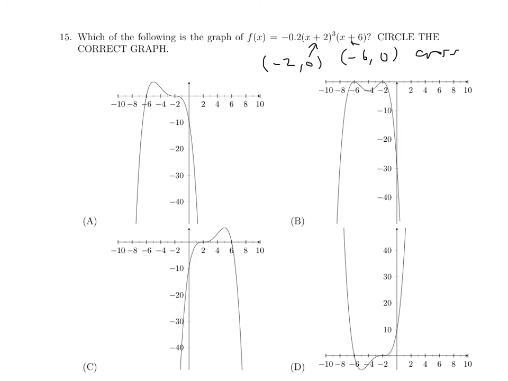I also know the y-intercept. Let's see, what is that? 0 to the cube is 8. 8 times 6 is 48, times 0.2, so a fifth of 48 is like negative 10 or so, negative 9 point something.